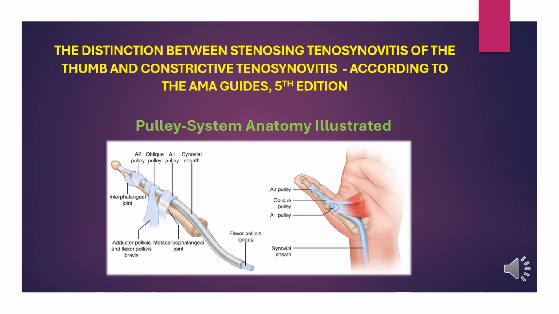Now, as you take a look at this diagram, I'll give you a little bit better understanding. As you see on the left, the flexor pollicis longus and the flexor pollicis brevis tendons pass through the A1, the oblique, and the A2 pulleys. Now, the trigger thumb occurs when the A1 pulley becomes thickened or inflamed, causing a size mismatch between the swollen tendon and the sheath. This constriction prevents the tendon from gliding smoothly, leading to a catching or locking during thumb movement, as illustrated in the image on the right.